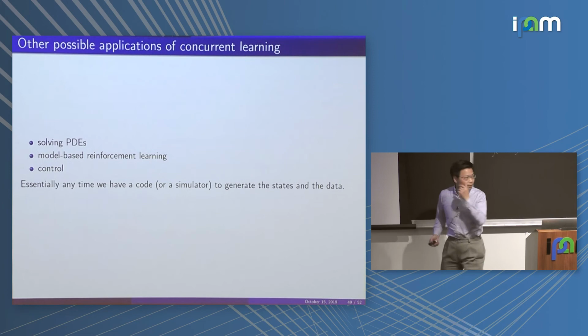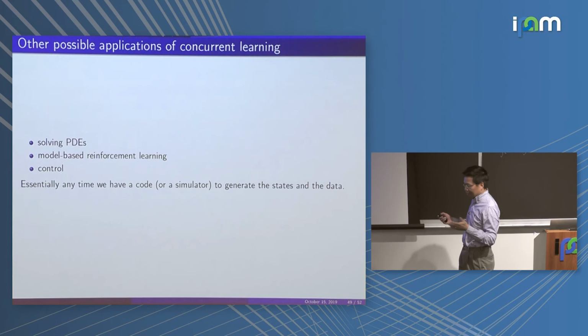So to conclude, there are other possibilities of concurrent learning. For example, if you want to solve PDEs, say you have a Hamilton-Jacobi-Bellman equation in front of you. There's no data beforehand, and then you can cook up this kind of concurrent learning procedure to generate the data and learn at the same time, interactively.